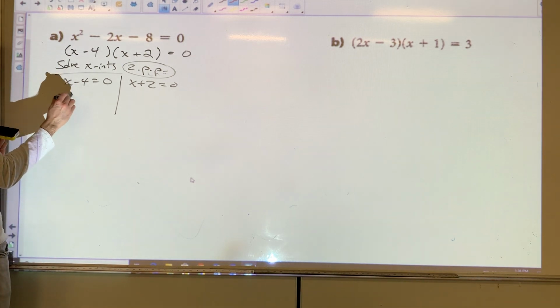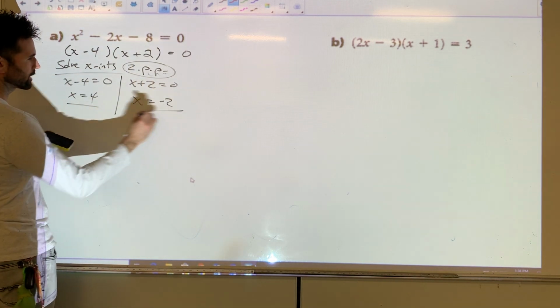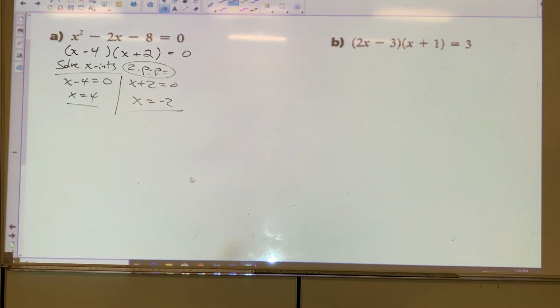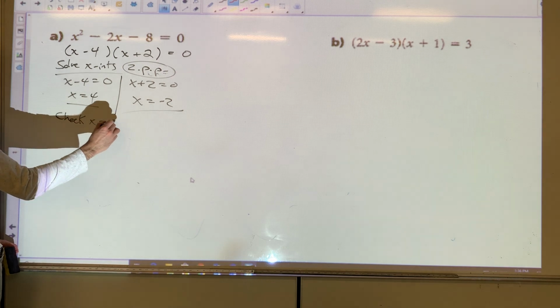So right here, solve for x, you get x equal 4. Solve for x, you get x equal -2. You're done. We can pick one of these answers and check it. So just to demonstrate that that's something that works, let's check -2.